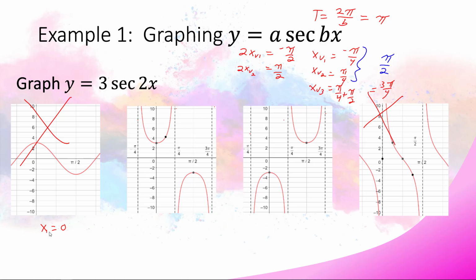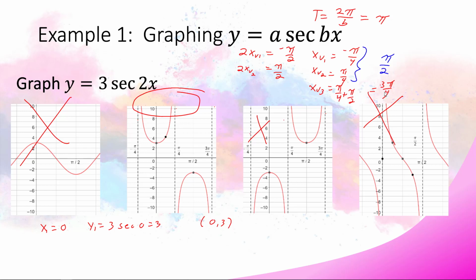So if x1 is equal to 0, we need to evaluate y when x1 is equal to 0, and that's going to give us that y1 is equal to 3 times the secant of 2 times 0, or 0, which will give us 3. So that gives us 0, 3, and that actually is everything we need to make a decision. At 0, we're at negative 3, so this can't be it. This right here must be the graph. But let's go ahead and take a look at x2.